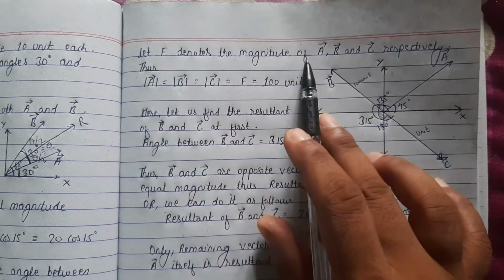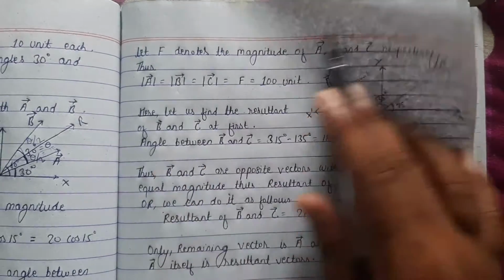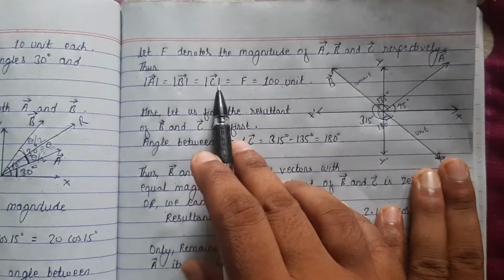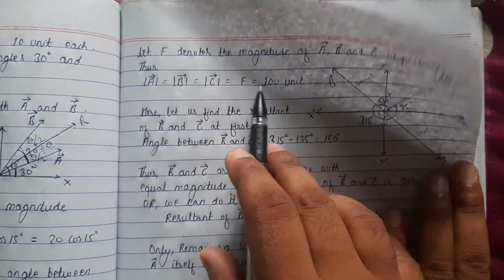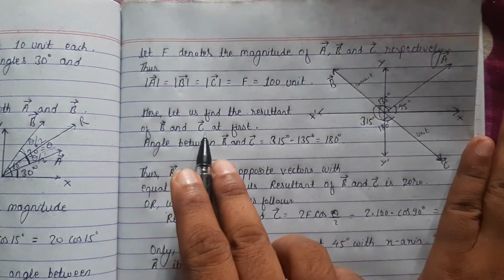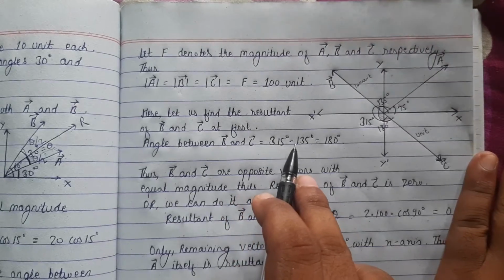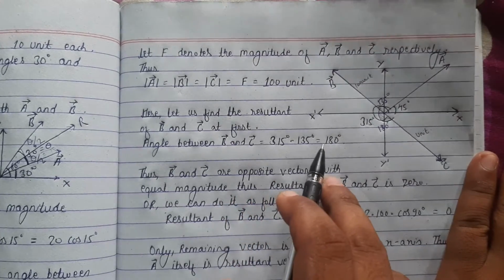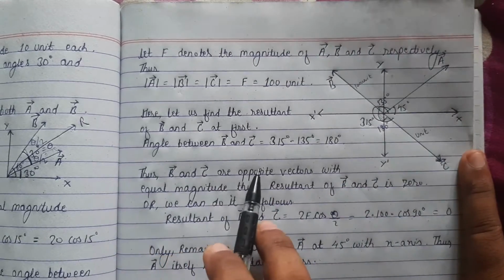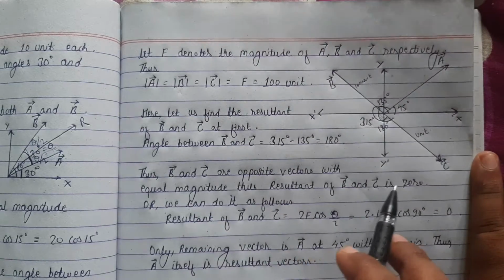Let f denote the magnitude of A vector, B vector and C vector respectively. Thus A vector magnitude equals B vector magnitude equals C vector magnitude equals f, that is equal to 100 unit. Here let us find the resultant of B vector and C vector first. The angle between B vector and C vector is 315 minus 135 equals 180 degree. Thus B vector and C vector are opposite vectors with equal magnitude. Thus the resultant of B vector and C vector is 0.